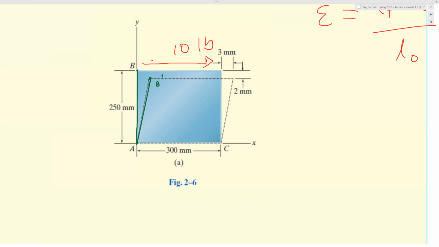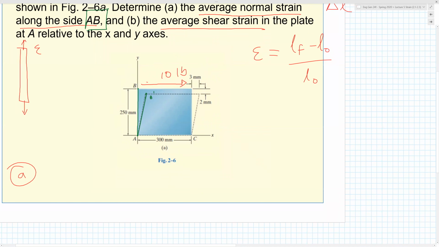So how do we do this? This is where the geometry comes into play, right? Because we already have most of the information. And let me be very specific. So it says here, what is the average normal strain, right? So the average normal strain of AB. So the average strain of line segment AB. We're going to modify the formula like this.